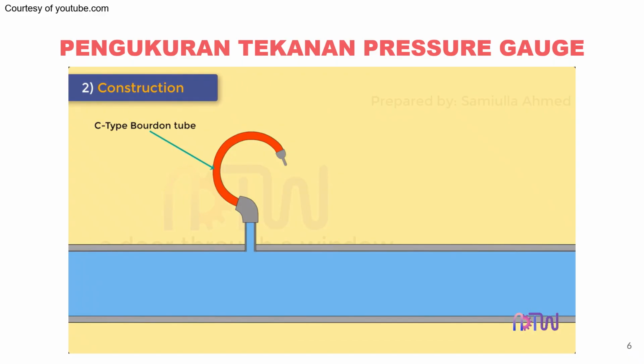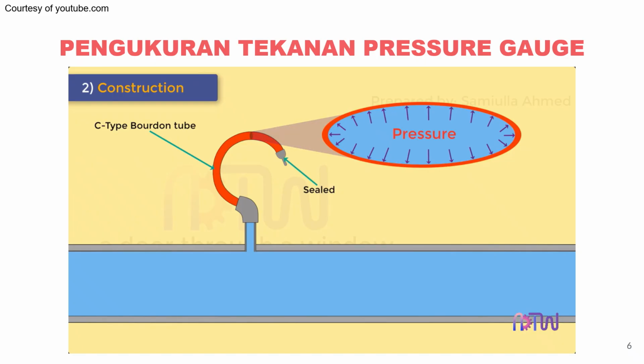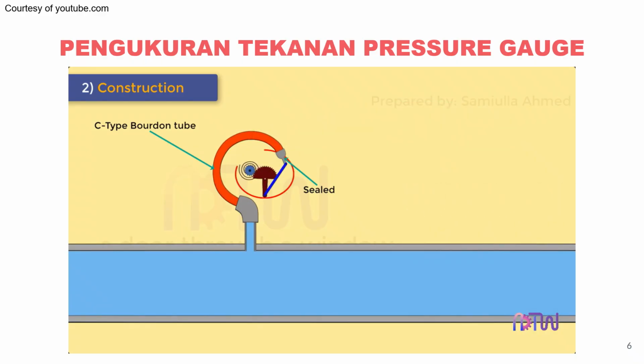Construction. A C-type Bourdon tube consists of a long thin-walled cylinder of non-circular cross-section which is sealed at one end. This tube is made from materials such as phosphor bronze, steel, and beryllium copper, and attached by a light mechanism which operates the pointer. The other end of the tube is fixed and is open for the application of the pressure which is to be measured. The tube is soldered or welded to a socket at the base through which the fluid, whose pressure is to be measured, enters the C-type Bourdon tube.